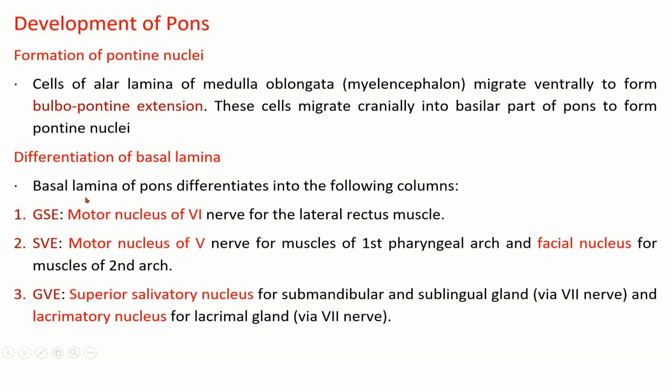So formation of pontine nuclei. As we have seen earlier, the formation of the inferior olivary or the olivary nuclei, same way from the bulbopontine extension, the cells will migrate cranially into the basilar part of the pons to form the pontine nuclei.